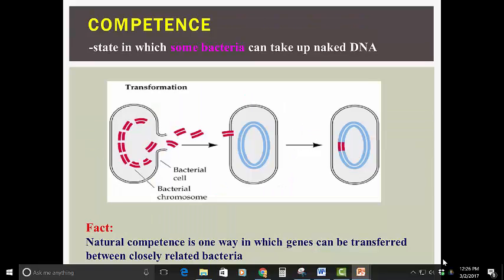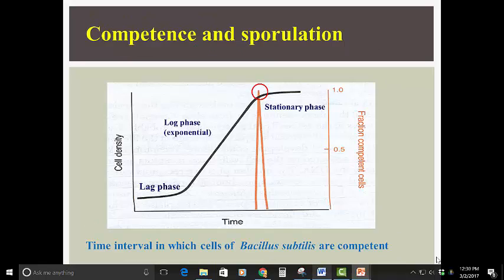Bacillus subtilis is among the naturally competent microorganisms. Natural competence is the ability to bind and transport exogenous DNA into the recipient cell. Natural competence is one way in which genes can be transferred between closely related bacteria. Competence and sporulation usually arise at a specific growth stage of a culture.